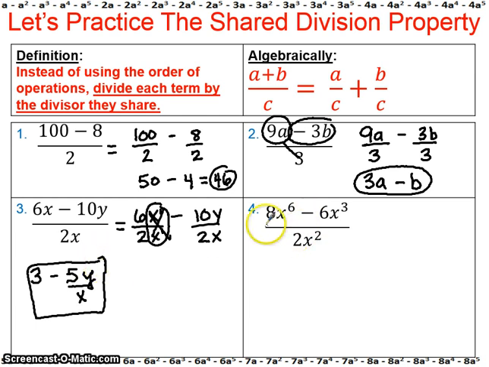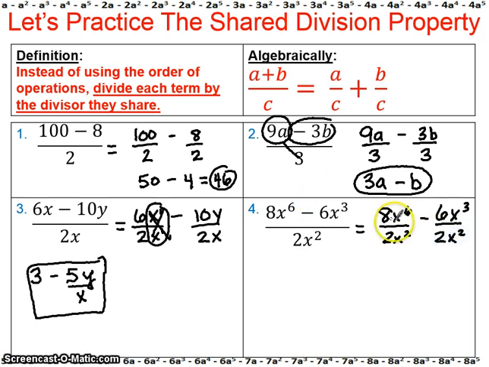Alright, our last example. We have 8 times x to the 6 minus 6 times x to the third, all divided by 2x squared. So you can see that there's two terms being divided by the same factor. So we're going to write the first term divided by the factor minus this, because it's a minus sign here, the second term divided by the divisor.